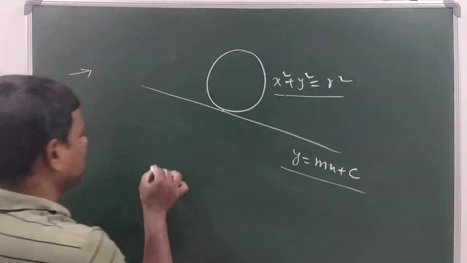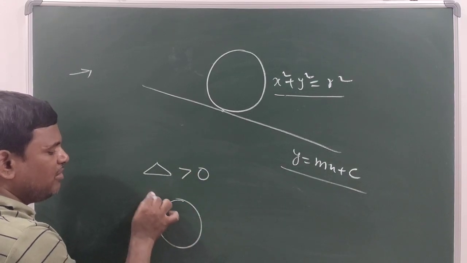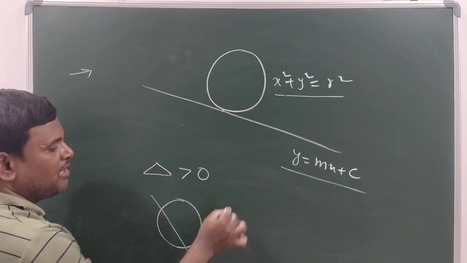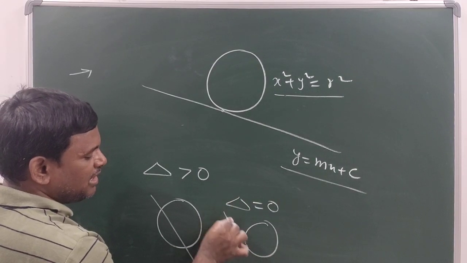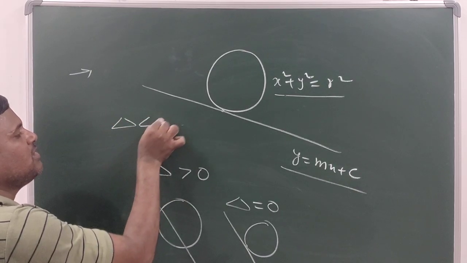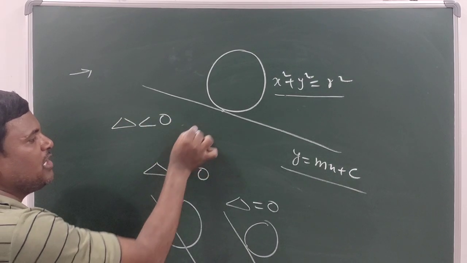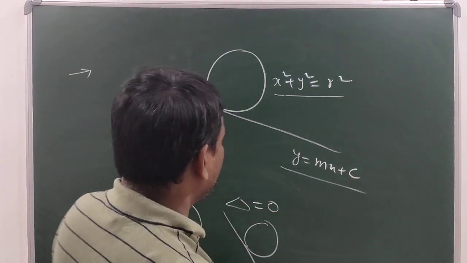For that quadratic equation, if delta is greater than 0, then that line will be a secant of the circle. If the discriminant value of the quadratic equation is 0, then that line is a tangent of the circle. If the discriminant value is less than 0, there is no relation between the circle and the line. Okay?